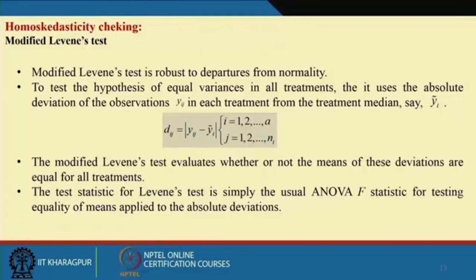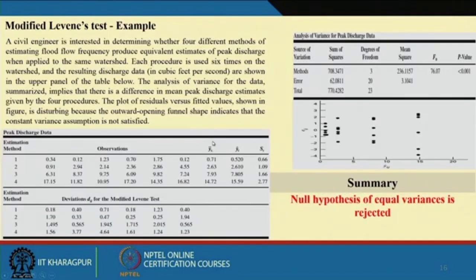In fact, there is another method for homoscedasticity checking, known as the modified Lehmann method. What is there in the modified Lehmann method? You find out the median for each level of data. For example, suppose this is the data set, this is my level 1 and these are the observations. Find out the median of it. Second level, out of these 6 observations, find out the median. Third level, find out the median. Fourth level, find out the median.